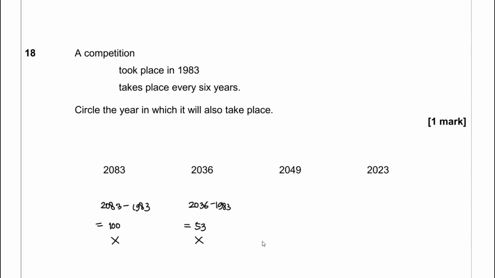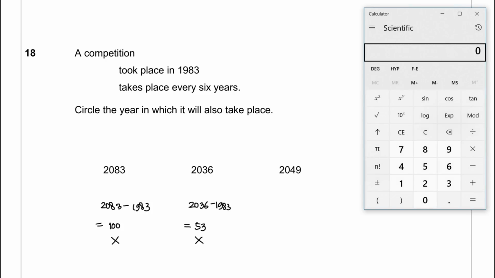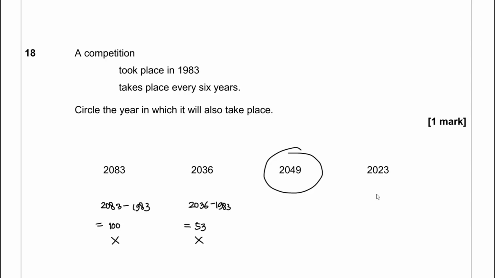Now what about 2049? Let's do it directly here. 2049, take away 1983. It is 66. It is a multiple number of 6. Yes, for sure, it's 11. So we've got our answer here actually. This will be the one. If you want to check the other one, that's okay, but I don't want to do that because I want to save time.